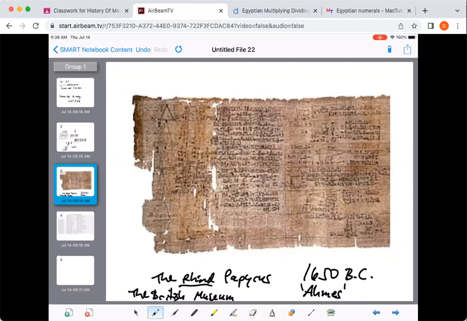The Rhind Papyrus is a collection of 85 math problems. It has a reference table in the beginning, followed by 85 problems with their solutions. And these problems range from basic arithmetic, multiplying and dividing, to algebra equations, like x plus x over 7 equals something, so they become linear equations. You don't see quadratic equations with the Egyptians.